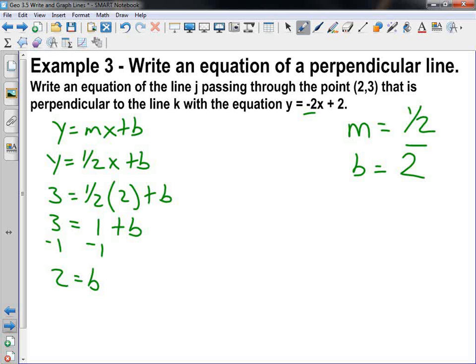Again, the two b values are related, right? Do they have to be? No, not at all. Okay. Now that I have my m and b, I can just plug them in. Y equals 1/2 x plus 2. Okay. Does everybody feel confident solving for b? Okay.